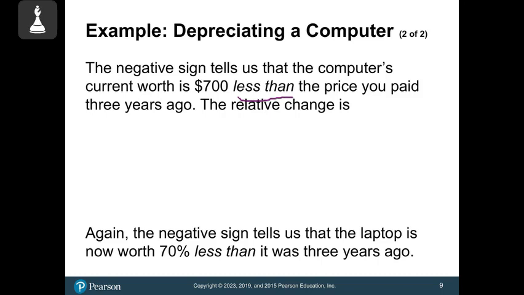So to find the relative change, we're going to take that same value that we got, negative 700, and divide by the original price, 1,000. And that gives me negative 0.7, which I then have to multiply by 100 and get negative 70%. Again, that negative sign tells us that it went down. So the laptop is 70% less than what it was 3 years ago.